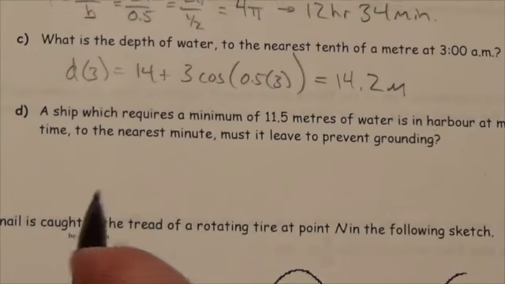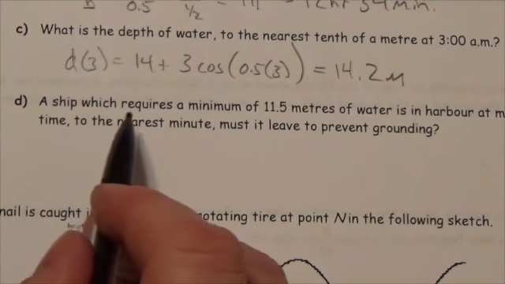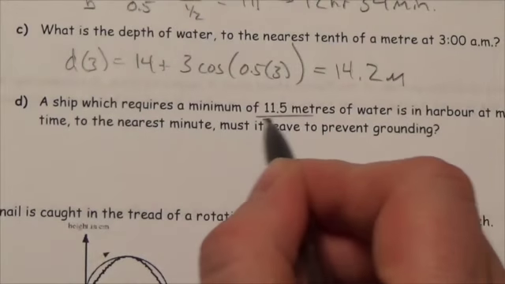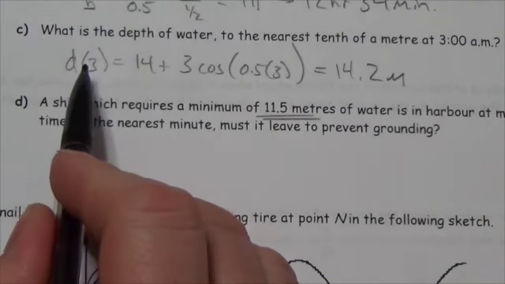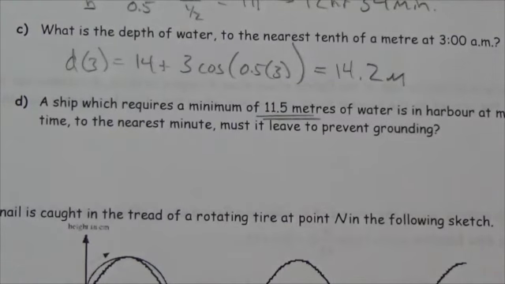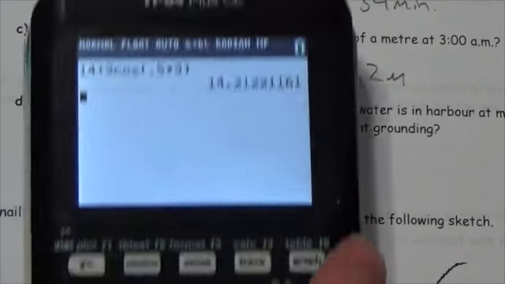Now the last question here says, a ship which requires a minimum of 11.5 meters of water is in harbor at midnight. By what time to the nearest minute must it leave to prevent grounding? Okay, so in this case we're given the depth and we're being asked for the time. Now, in this course, the expectation really is that you're going to do this with your calculator. So let's go to the calculator here.